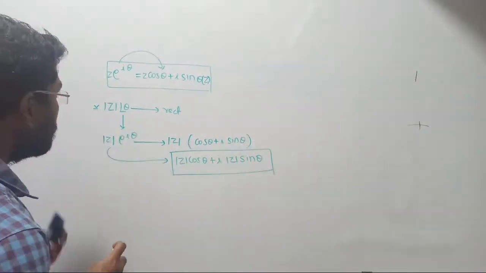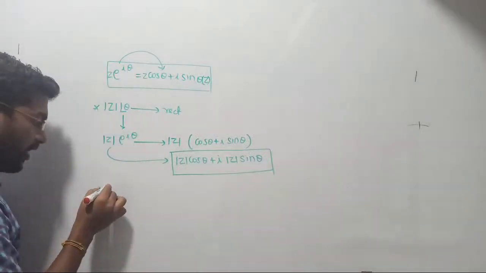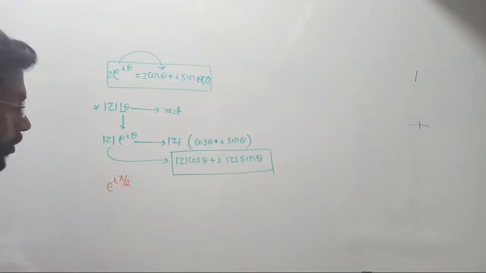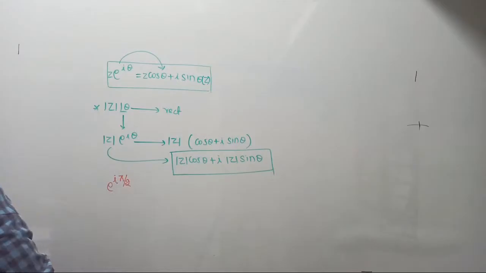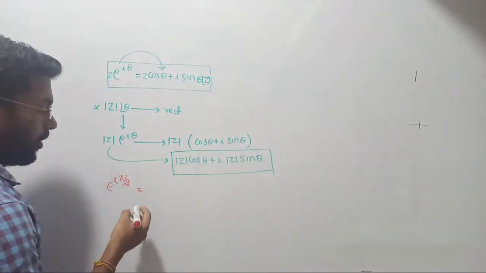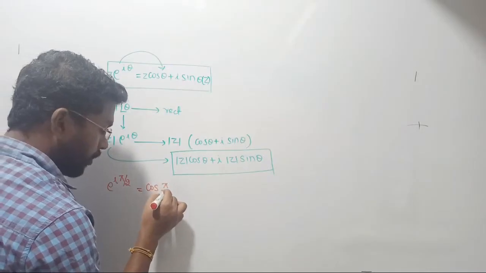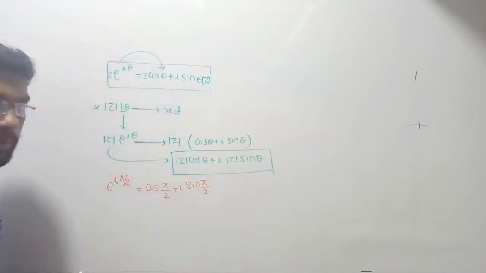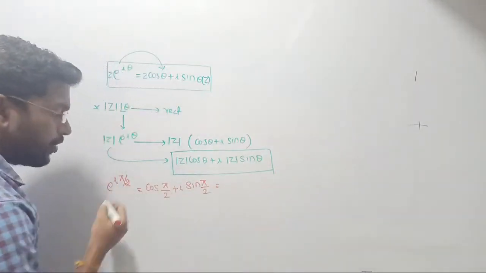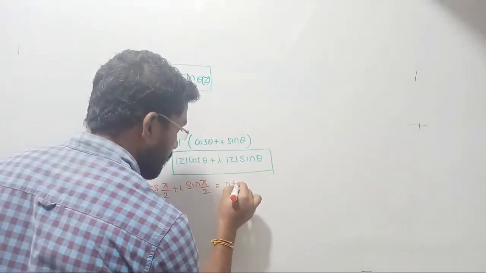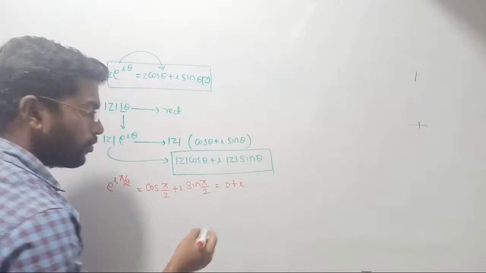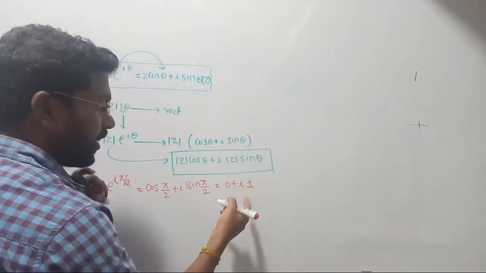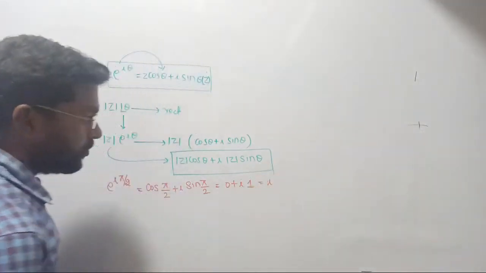Understanding this e power I theta is very important. Now, I would like to know the value of e power I into pi by 2. Just ping me the value. E power I into pi by 2 can be written as cos pi by 2 plus I into sin pi by 2. What is the value of cos pi by 2? Cos 90 is 0, plus I into sin pi by 2, which is equal to 1. So this is equal to 0 plus I into 1, which is I.